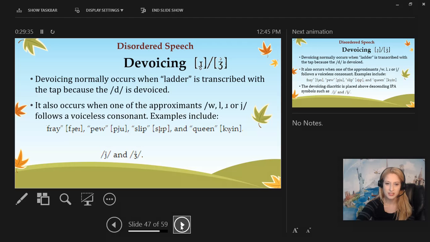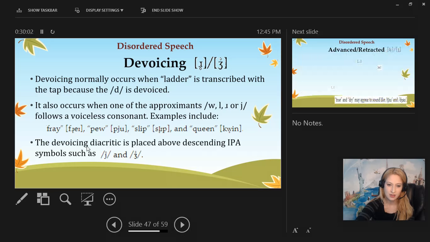And then devoicing normally occurs when ladder is transcribed with a tap because the D is devoiced. It also occurs when one of the approximants, like the w, l, turned r, or lowercase j, follows a voiceless consonant. Some examples include fray, pew, slip, and queen. And here, you can see the devoicing diacritic is placed above descending IPA symbols, such as the two that you see here.